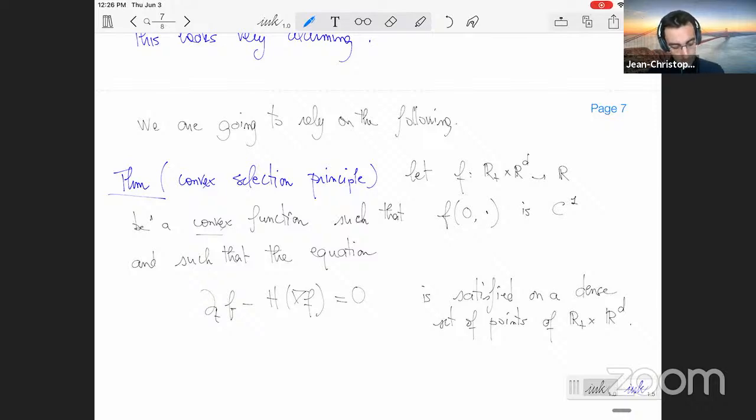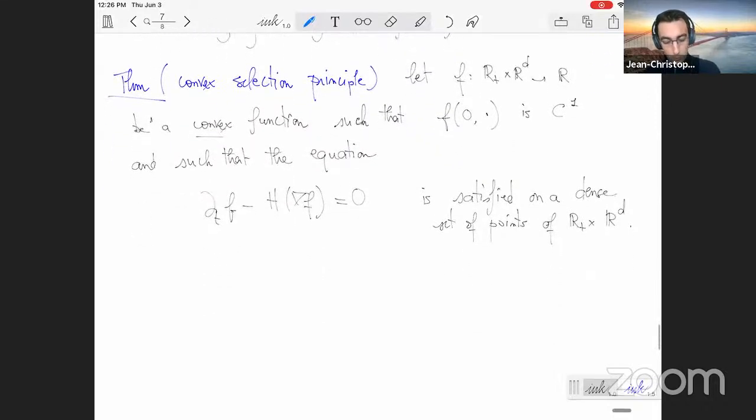By this I mean you assume that there exists a set of points which is dense, such that at any of these points, the function is differentiable and it solves the equation. I mean, the relationship that is displayed is satisfied. Does it make sense? So these are the assumptions, and the conclusion is that then F must be the viscosity solution of the equation.